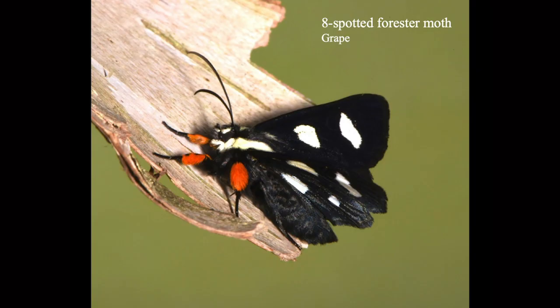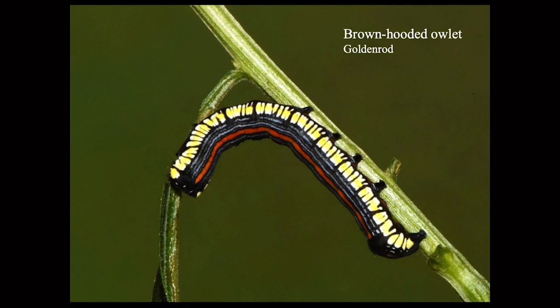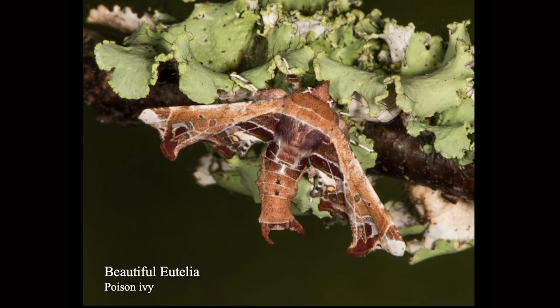Grapes produce a lot of insects, like the eight-spotted forester moth. Of course, these are just examples from these plants. The green marvel is on viburnum. The brown hooded owlet is on goldenrod. The beautiful utetheisa is on poison ivy. Yes, poison ivy. You know when you get poison ivy? When you try to pull it out. Leave it alone. You can run faster than it can. The best defense against poison ivy is to learn what it looks like and just don't touch it.